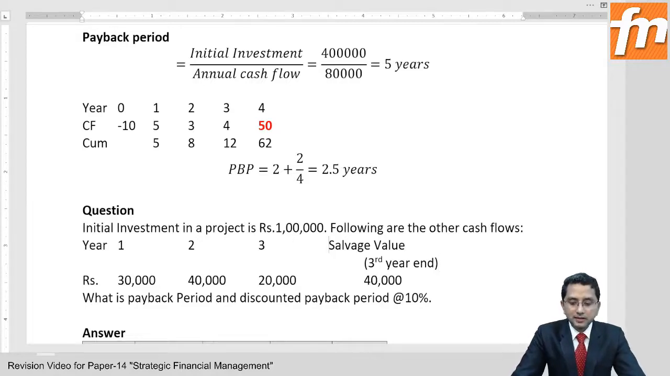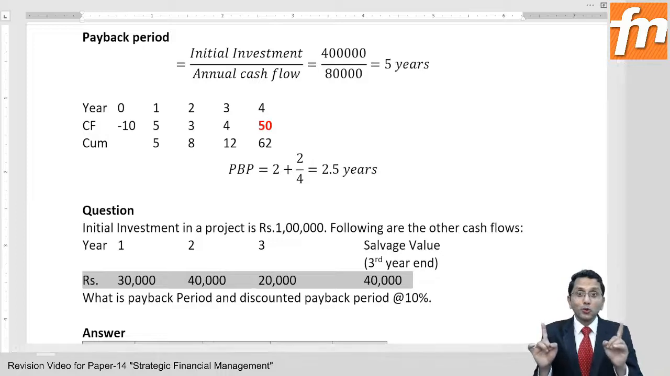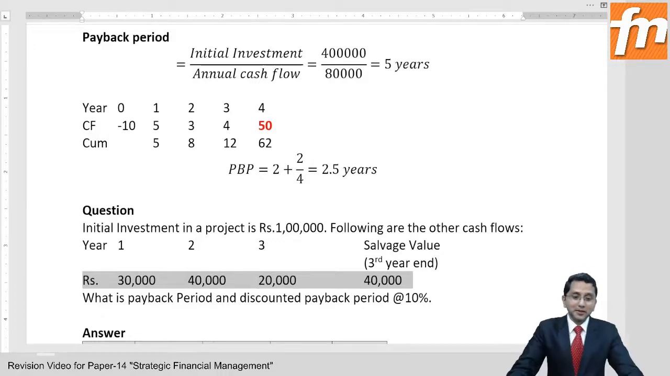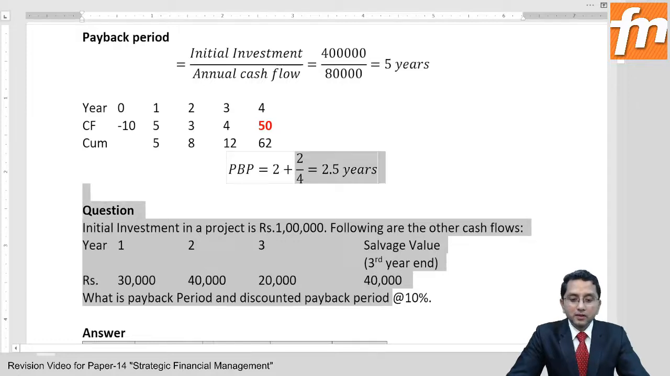You realize salvage value is at the end of the third year. So, sir, 20,000 is also at the third year. Salvage value is also at the third year. Why don't you add them together? No, no, no, I can't add them together. Look at this form.